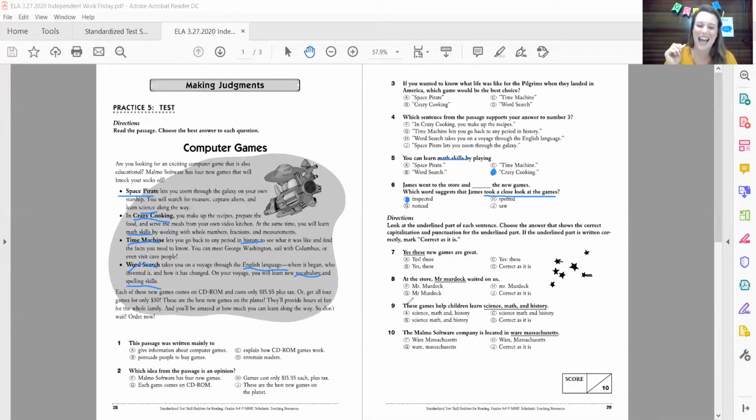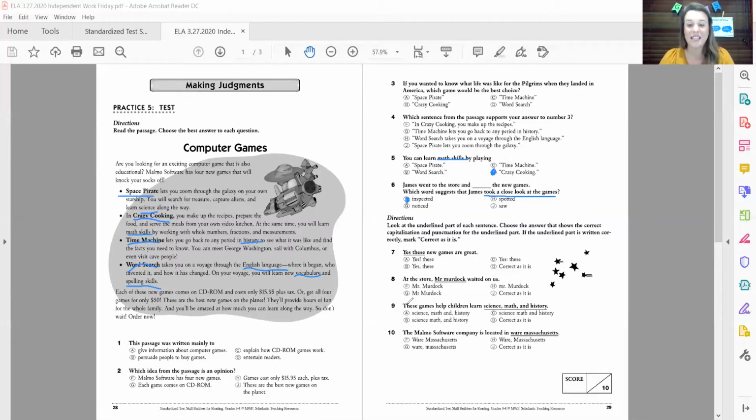All right, 6, 8, 9, and 10, you had to tell me the correct way to write that sentence, the part that was underlined. It said, look at the underlined part of each sentence. Choose the answer that shows the correct capitalization and punctuation from the underlined part. If the underlined part is written correctly, mark correct as it is. Now, I know we're not taking the FSA anymore, but I told you that would be an answer on the FSA. So it's the same thing here, because this was the FSA practice.